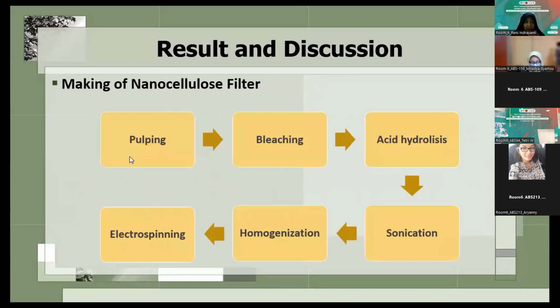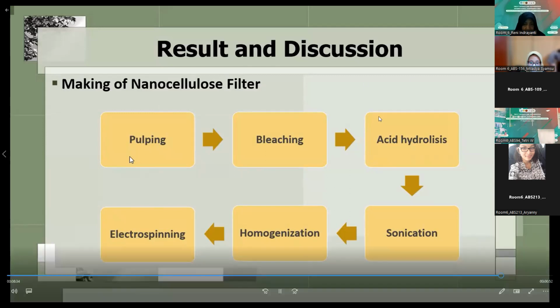We also want to talk a bit about the main steps in making nanocellulose filter from water hyacinth. First is pulping, the purpose of which is to extract the cellulose, and then we do bleaching to remove residual lignin, and then acid hydrolysis to increase the crystallinity of the cellulose. After that, there is sonication to dissolve the nanocellulose fibers, and homogenization to reduce the size of the nanocellulose fibers. And finally, the electrospinning method is used to spin nanocellulose fibers into paper-like sheets.